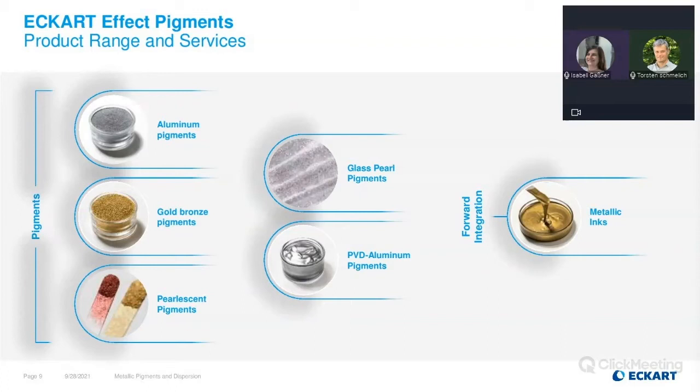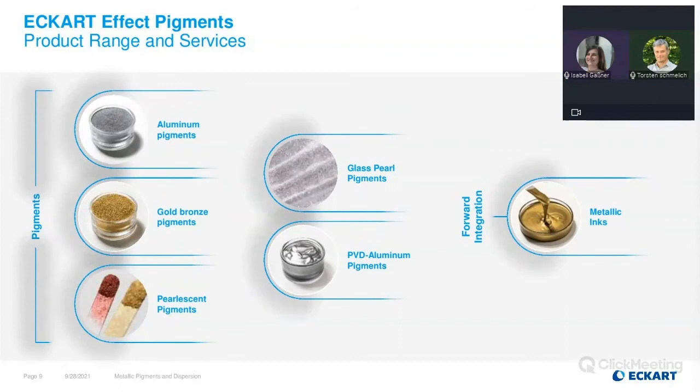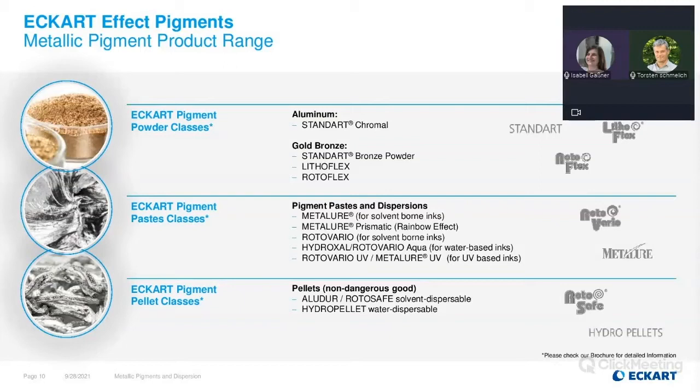In order to give even better brilliance and sparkling effects, glass pearl pigments are in our portfolio. They offer not only silver shades, but also gold and polychromatic shades. And our metallic ink range is based on all these metallic pigments, which you can see here, the different classes. I will try to give you an overview about the different pigment-based classes.